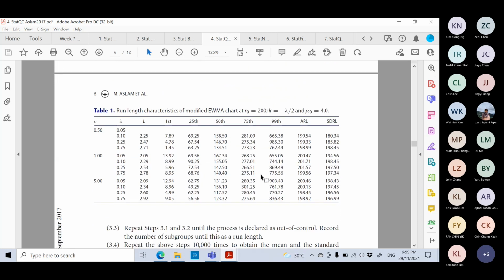And then besides that, how good is your model as compared to the existing one, or how good is your control chart as compared with the existing chart? They will compare with the run length. Okay, the run length of this chart means that if the process is out of control, your control chart can detect it very fast. If the process is out of control, you can detect the out of control signal very fast. So this is how you measure the performance of the chart through the run length. Okay.